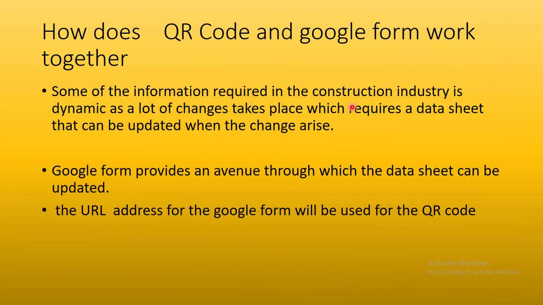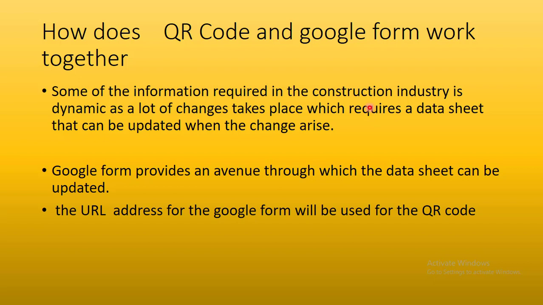Now, how do QR codes and Google Forms work together? Some of the information required in the construction industry is dynamic, as a lot of changes take place, which requires a data sheet that can be updated when the change arises. Google Forms provides an avenue through which the data sheet can be updated. The URL address for the Google Form will be used for the QR code.